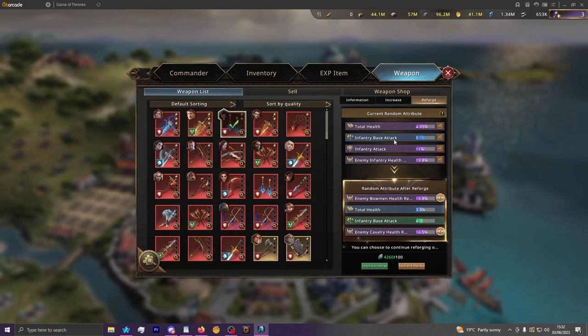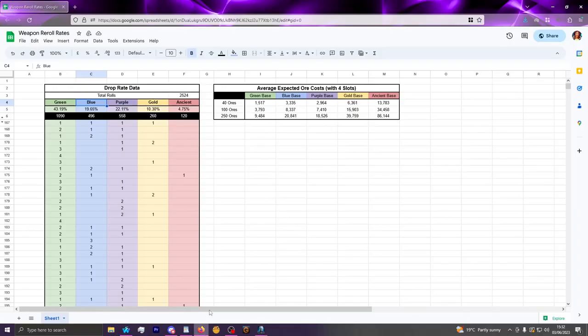But the overall takeaway at this point is there will be less of a drop pool for blue base attacks, and because of that, the drop rate of them seems to naturally just be a bit lower than what you'd expect when you actually do the data tracking of it.